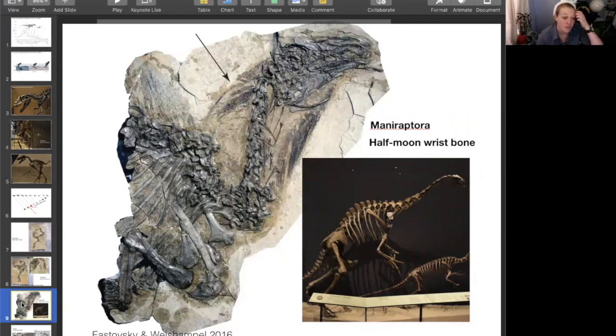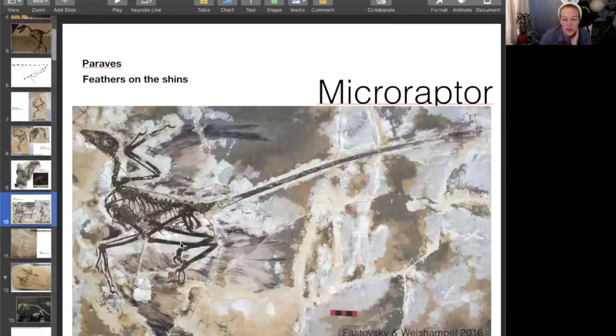If we consider Microraptor, this is a dinosaur we haven't discussed in this class yet, but it's pretty cool. One of the features that Microraptor has is feathers that are growing right off of its shins. Microraptor actually has effectively a wing on its long arm with a long hand. And Microraptor also has feathers growing directly out of the legs, which is one of the features that distinguishes Paraves from other Maniraptorans. But like other Maniraptorans, Microraptor still shares the half-moon wrist bone.